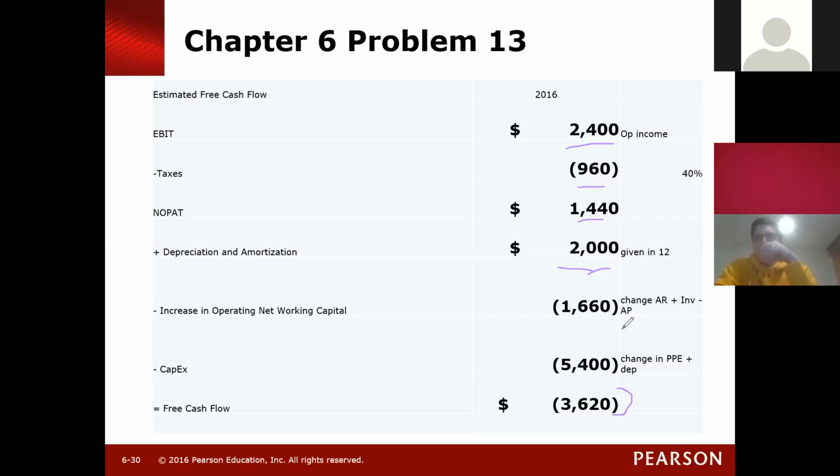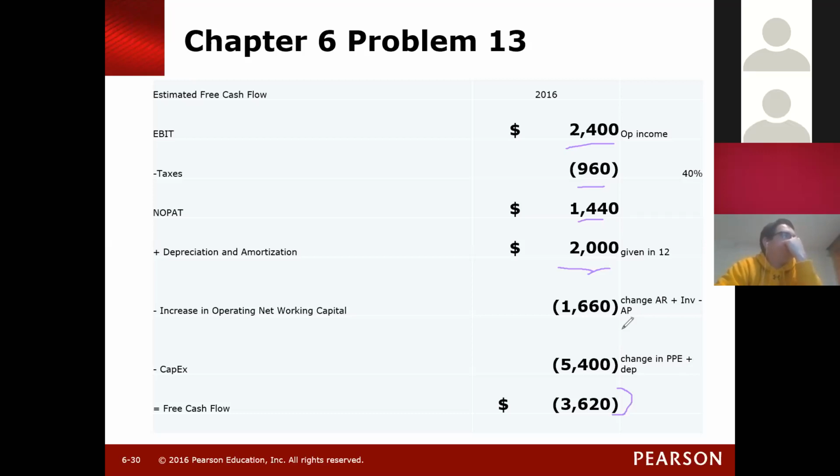Is that right? Okay, so it went from 6,000 to 7,200 for your accounts receivable. That's a $1,200 increase, and then it went from 9,500 to 11,400. So that's a $1,900 increase in your inventories, and then you subtract out the change in your accounts payable, which went from 7,200 to 8,640. So that's a 1,440 increase.